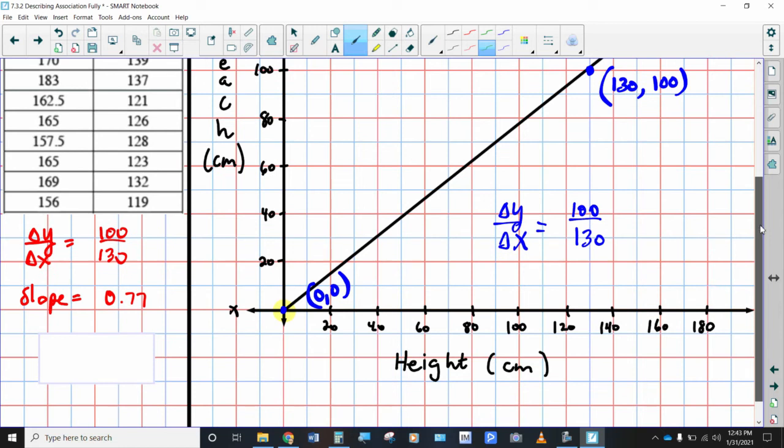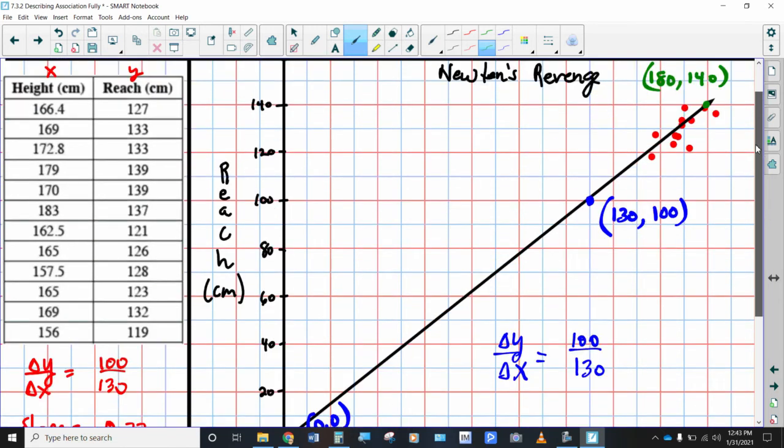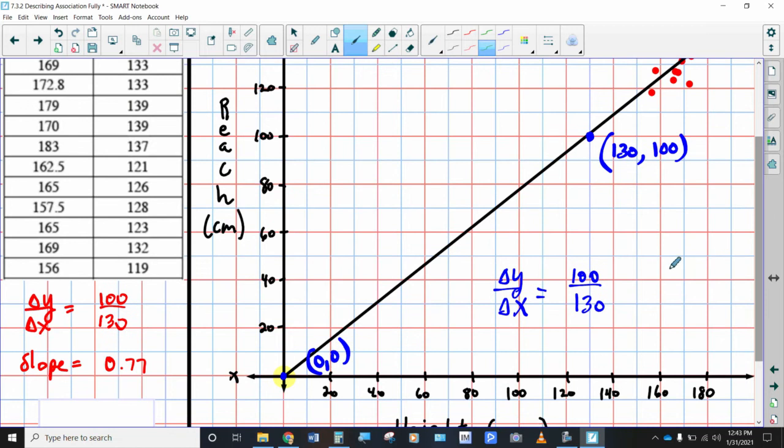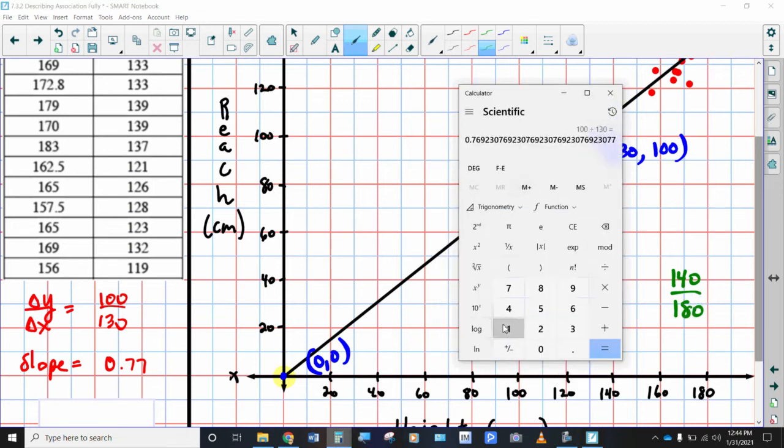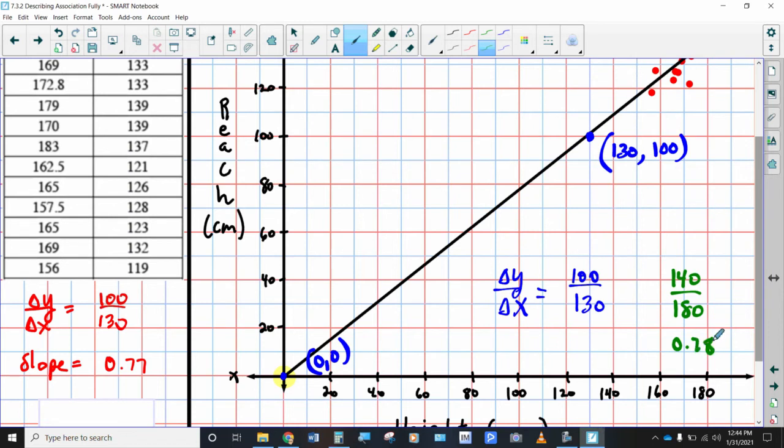Right? 180 and 140. How would that change my slope ratio? That would mean my change in y would be 140 and my change in x would be 180. And if I take 140 divided by 180, I get about 0.78. So 0.77 versus 0.78, there's not much of a difference there.